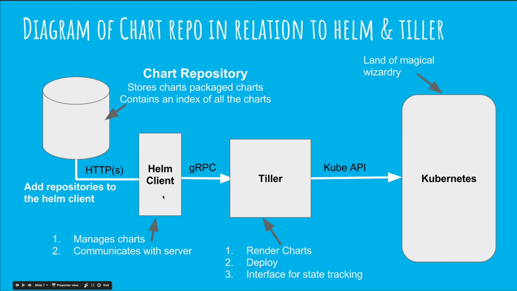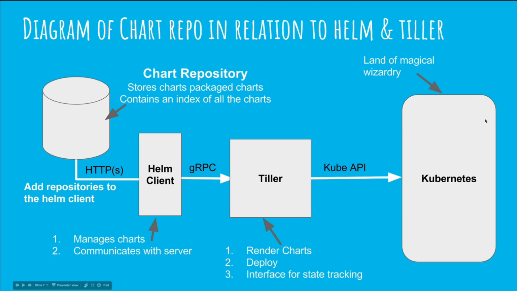So on the client side, the user will interface via a CLI. And then there is a server-side component running inside the Kubernetes API that we call Tiller, again, another nautical reference, that the client communicates to. And Tiller helps translate a chart into native Kubernetes resources. It deploys those resources into the cluster, and it helps to track chart releases over time.